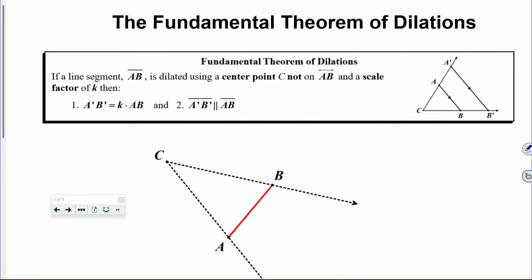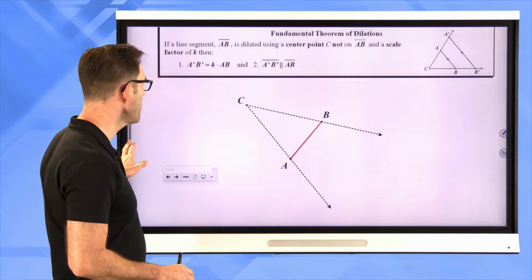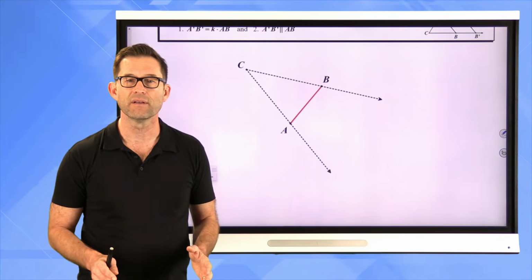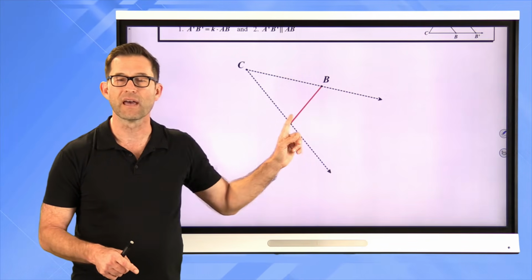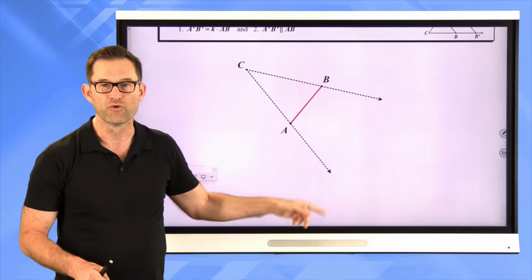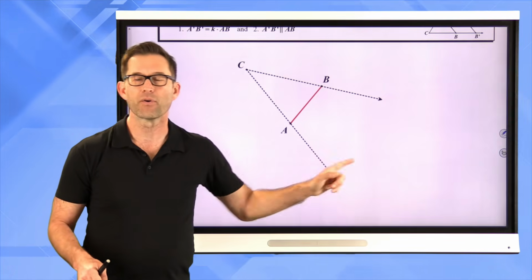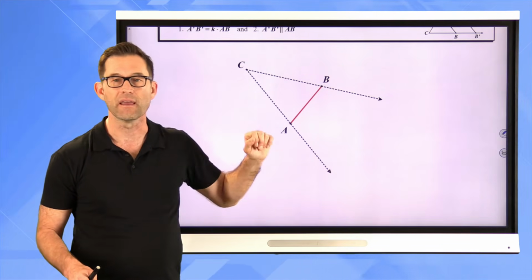and segment A prime B prime will be parallel to segment AB. All right, and I can't emphasize this enough, because the technical definition of dilation is all about dilating points, right? So when I dilate this line segment, I'm dilating every point along it by, in theory, drawing a ray through every single point and then making every point k times its distance from C, right?